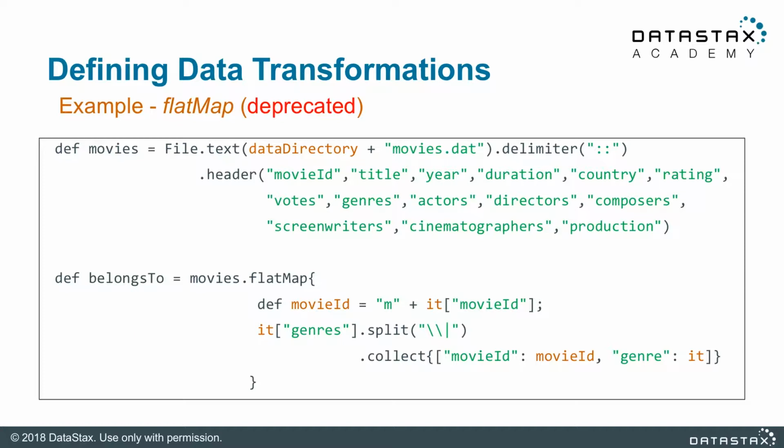Next, it splits the genres literal into the list of genres and modifies each element of the list to be a map with fields, movie ID, and genre. This returns a new belongs to dataset created by expanding lists returned by the lambda function. This new dataset can later be mapped to edges in a graph.